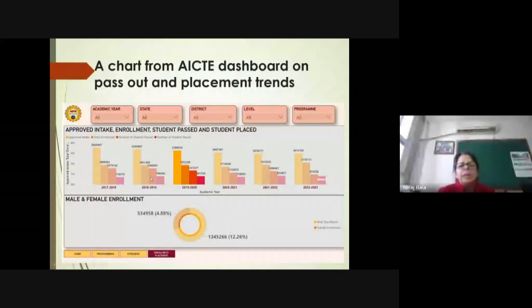Similarly, you can see the further trends: 2018-19, 2019-20, 2021, and the latest one, 22-23. This is the latest trend. This is the number placed. You will see another thing: the number of approved intake is also reducing, and the number of students passed. So overall, this graph from 2017-18 to 22-23 is reducing. These are the actual figures taken from AICTE.